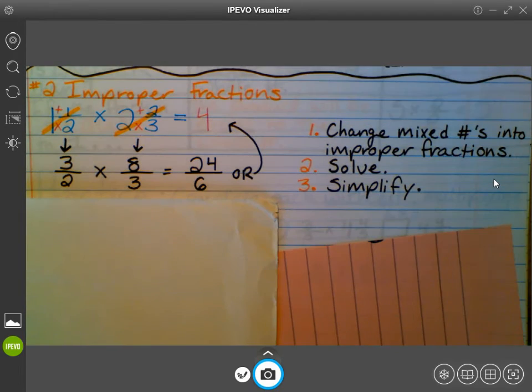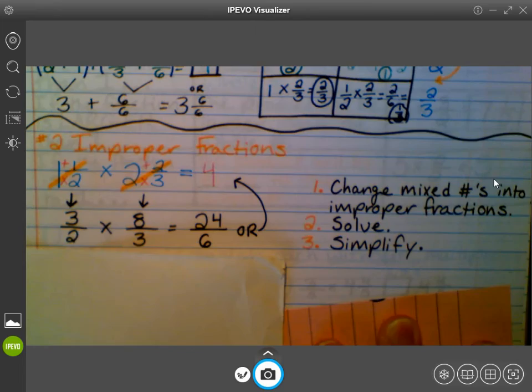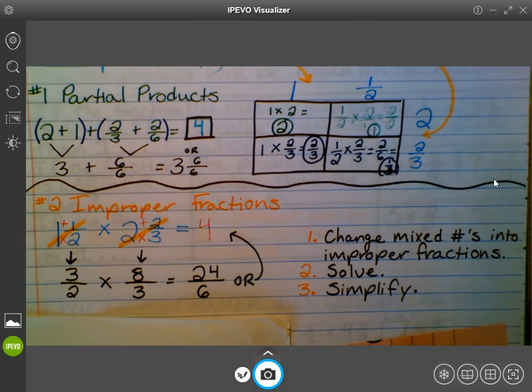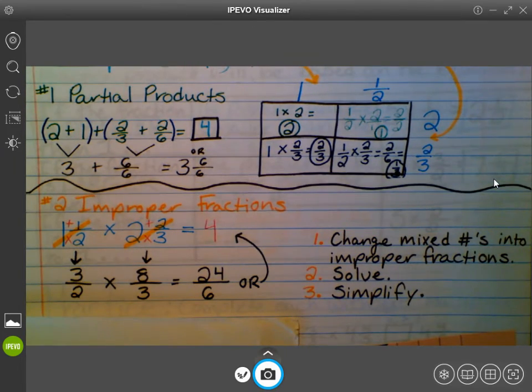So, ready to rock? Think about both of these methods. Think about which one works best for you. And when I say go, you are going to put a 1 on your hand if you like the partial products method better. You're going to put a 2 on your hand if you like the improper fractions better. In 5th grade, once you get the hang of number 1, it goes just as fast as number 2. So this isn't about what your friends are doing. This is about what works best for you. So go ahead, show me on your fingers which method works best for you.